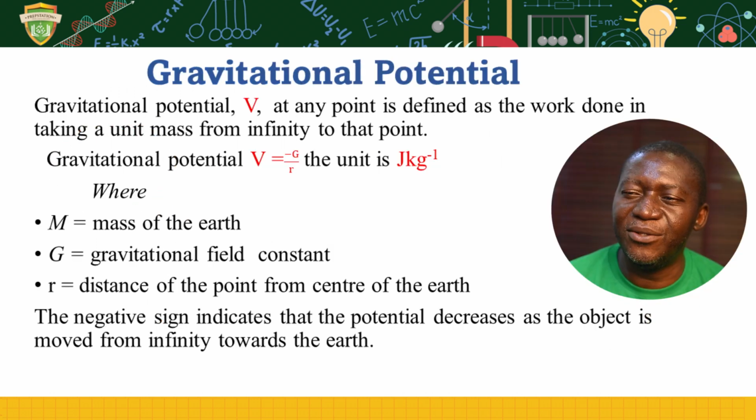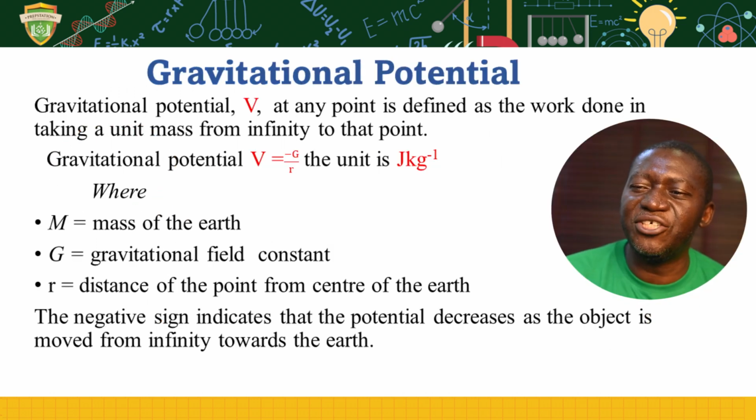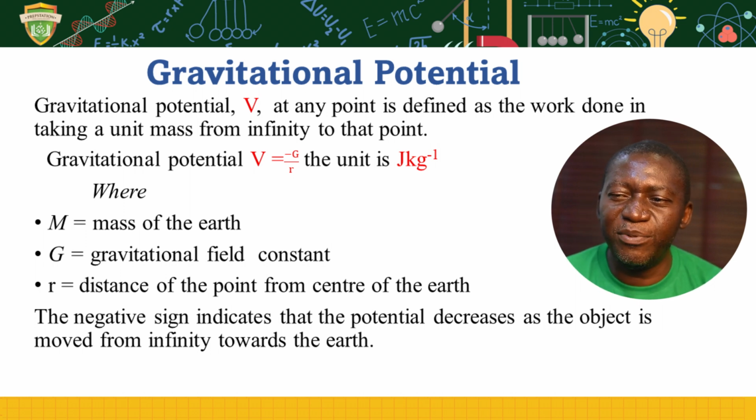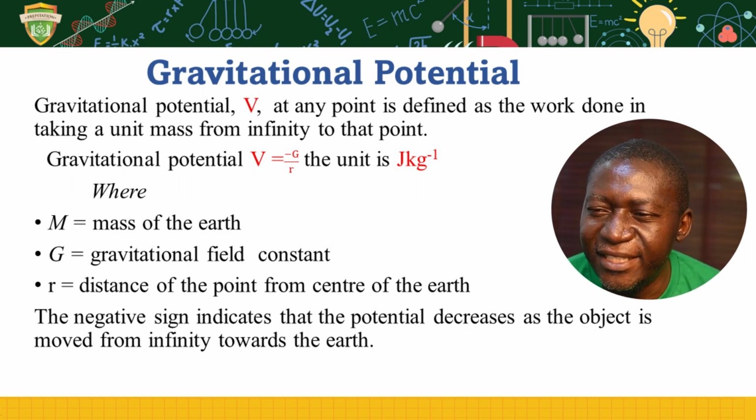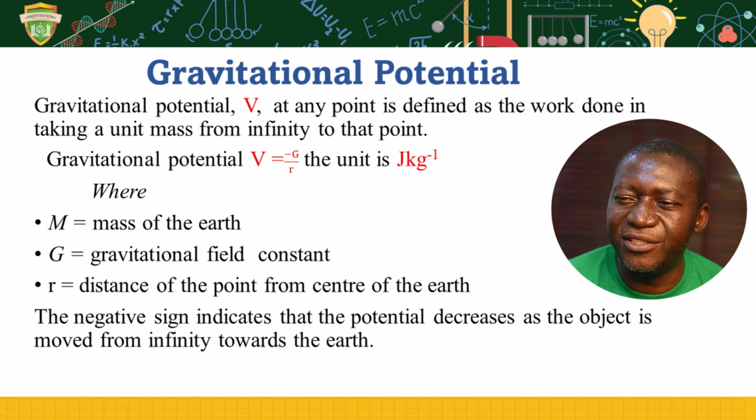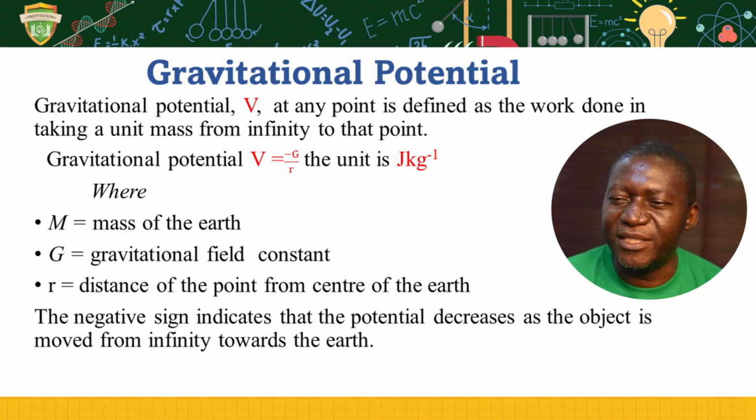Now let's look at gravitational potential. What is gravitational potential? Gravitational potential V at any point is defined as the work done in taking a unit mass from infinity to that point. So gravitational potential is given as V is equal to minus GM all over r. The unit is joule per kilogram, where M is the mass of the Earth, G is the gravitational field constant, while r is the distance of that point from the center of the Earth.